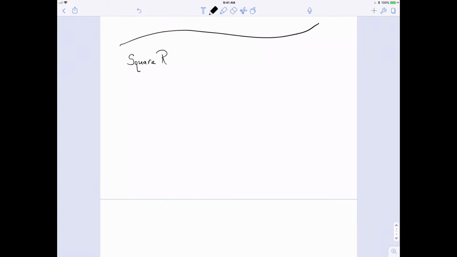Square roots and radicals. Now, many of us have probably seen these, but let's do a quick review.